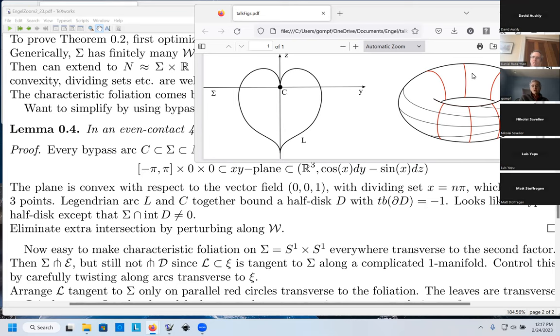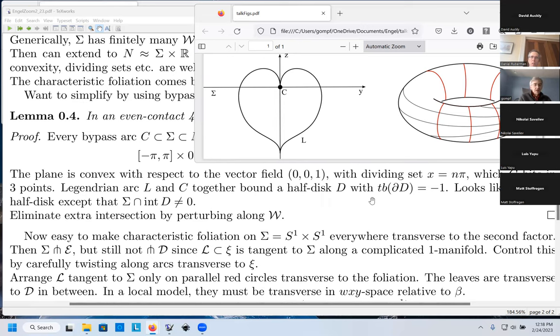Skipping over all that work, we end up in this position. And so what does that actually mean? The leaves are now going to be transverse to L in between these, and hence transverse to D in between these red arcs. And so what we can do at this point is look at a local model of one of these annuli.